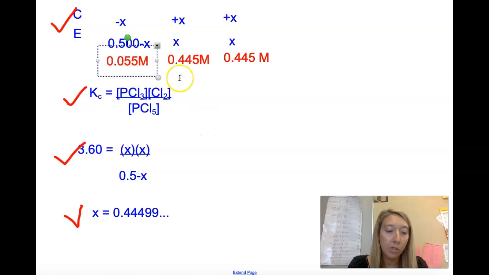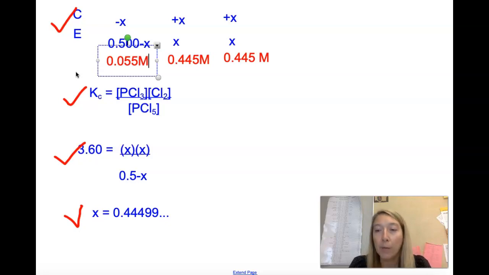Again, probably a good idea to double check in your calculator that you've actually solved properly. How I'm going to do that is take these numbers and plug them back into Kc. I'm going to do 0.445 times 0.445, and divide by 0.055, and I'm getting 3.60. So I know that I've solved this question correctly. Okay, so this is how you do ICE charts.